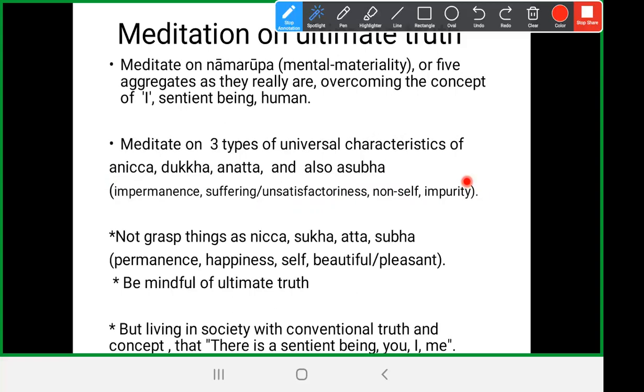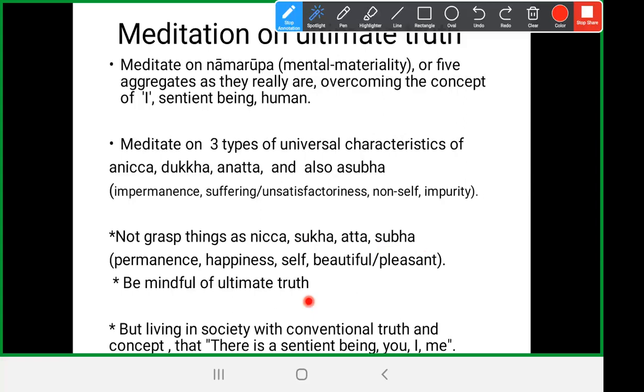When you meditate in this way, you understand not to grasp at nicca. It's the opposite way. You don't grasp at nicca, you don't grasp at sukha, you don't grasp at atta and subha. So it's the opposite of anicca, dukkha, anatta, asubha. You don't grasp things as permanent, you don't grasp things as happiness, you don't grasp things as belonging to self, and you don't grasp things as beautiful or pleasant. So that's how we are mindful of ultimate truth.